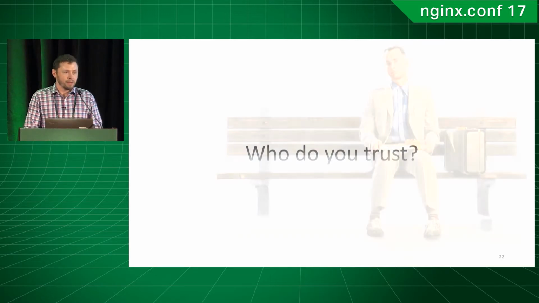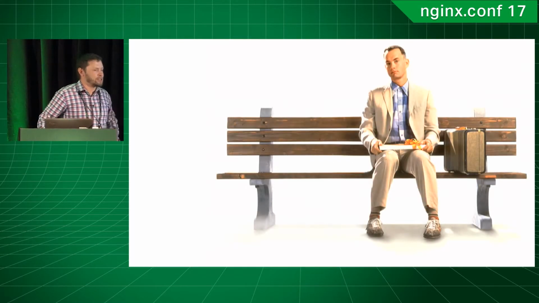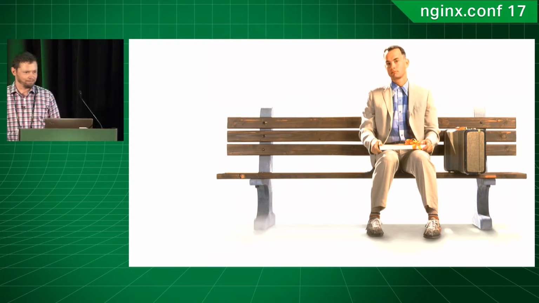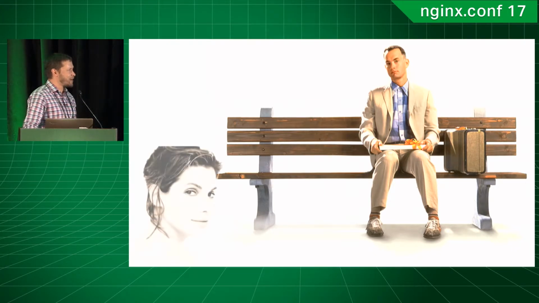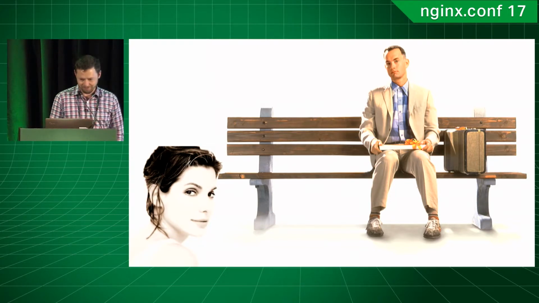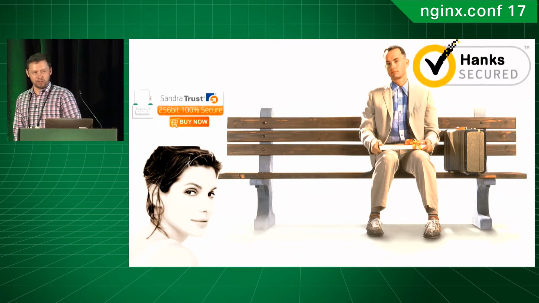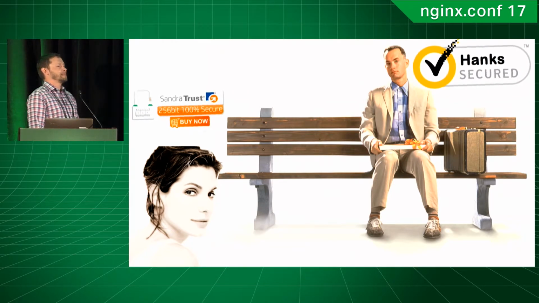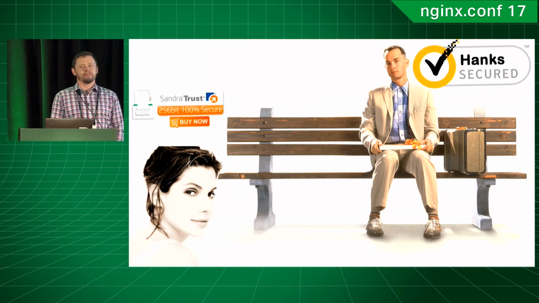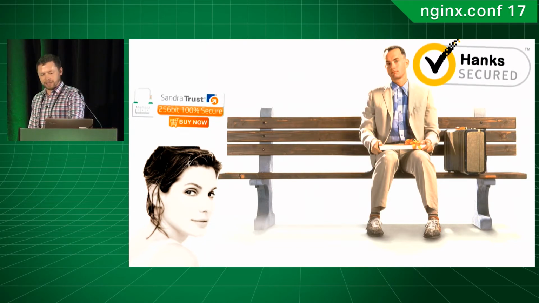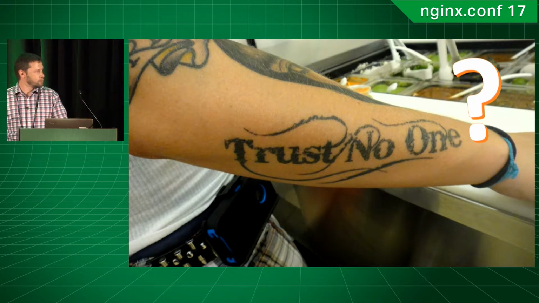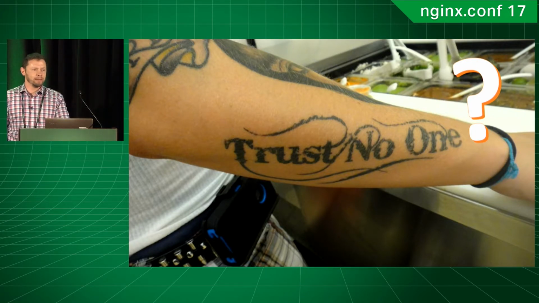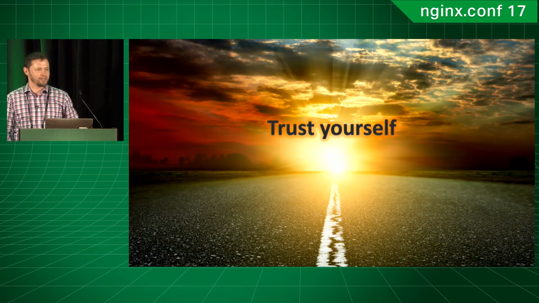I don't know. According to the Reader's Digest, the most trusted person in the US is Tom Hanks. The second trusted person is Sandra Bullock. Do they issue certificates? No. Who is issuing certificates? Symantec, DigiCert, other guys. Should you trust them? I don't know. You probably should. But there is one person in the world that you should really trust.